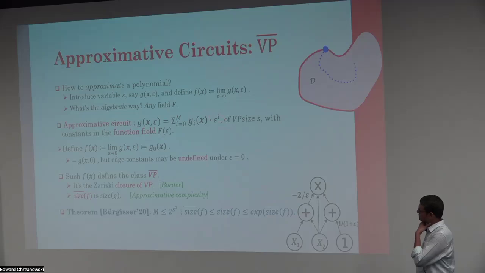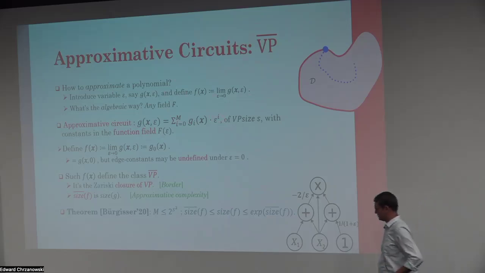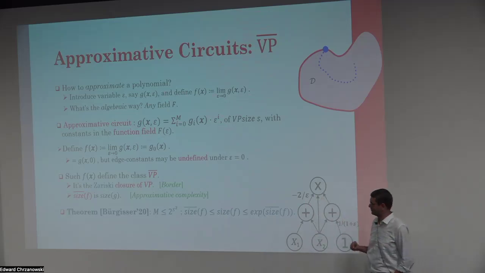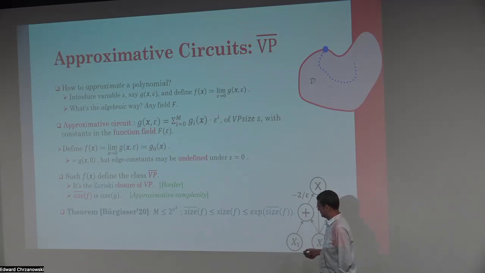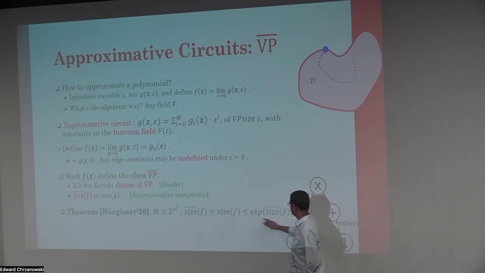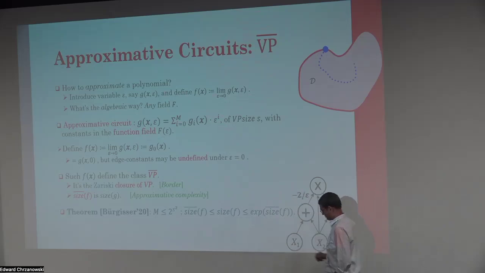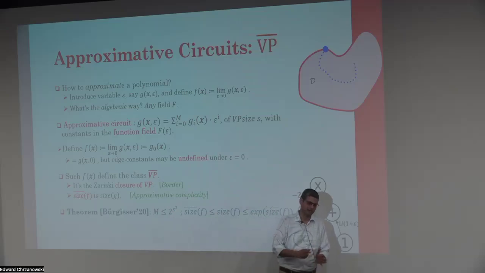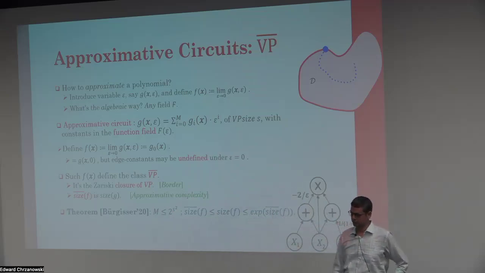That could be what this m is. It could be 2 raised to 2 raised to s. But Burgisser, using some algebraic geometry results, which actually come from the Bezout degree bound in abstract algebraic geometry, could show that m cannot be bigger than this. You don't need to take m any bigger than 2 raised to s square. Whatever you can do with larger m, you can also do with m equal to 2 raised to s square.